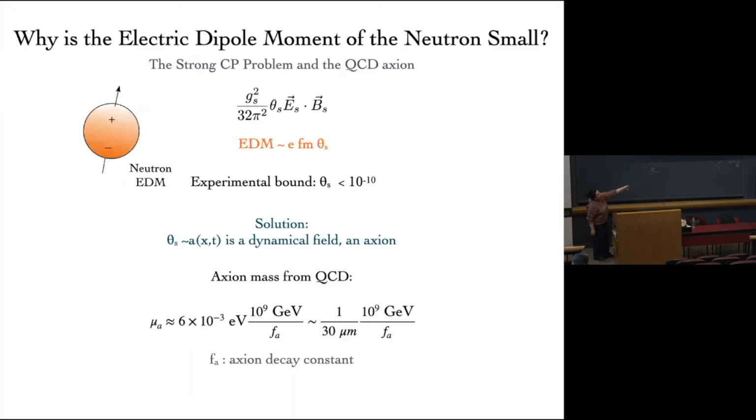Now the axion mass is much lighter than any of the particles that we know, even lighter than neutrinos. And its properties are given by a single constant, the axion decay constant. If the axion decay constant is around 10 to the 9 GeV, it has a Compton wavelength of 30 microns, or a de Broglie wavelength, turns out, of about tens of centimeters. Okay?